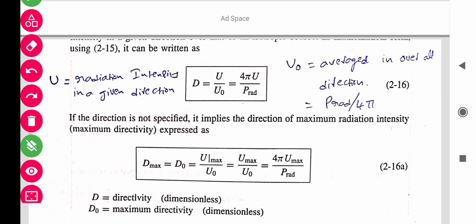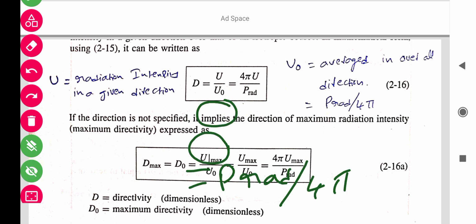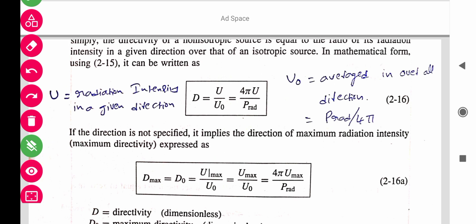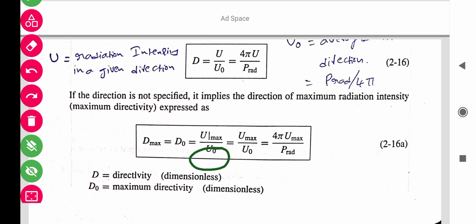Now coming to the next thing. Suppose the direction is a particular direction, then U will be maximum in that direction. So you can replace this equation: D equals D maximum, which equals U maximum divided by U0, which equals 4 pi into U maximum divided by P radiated.